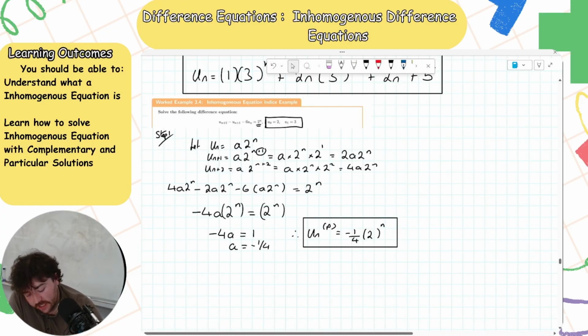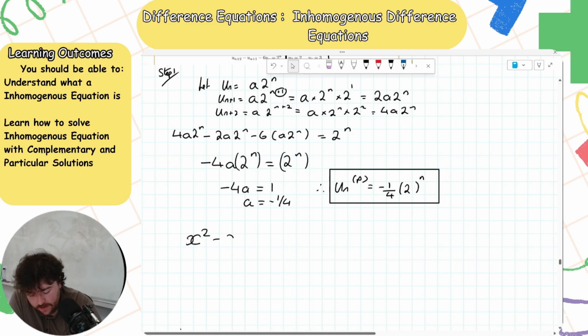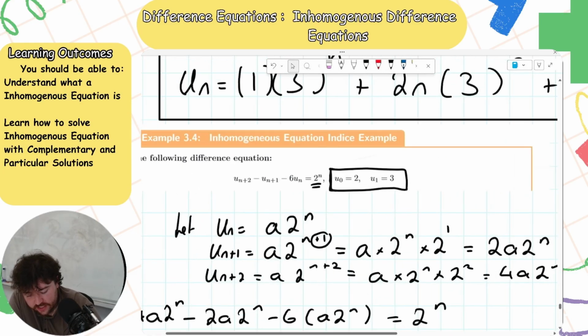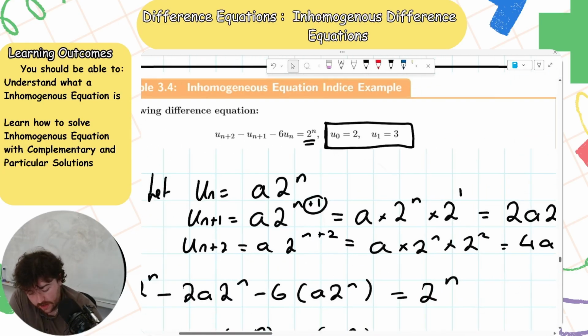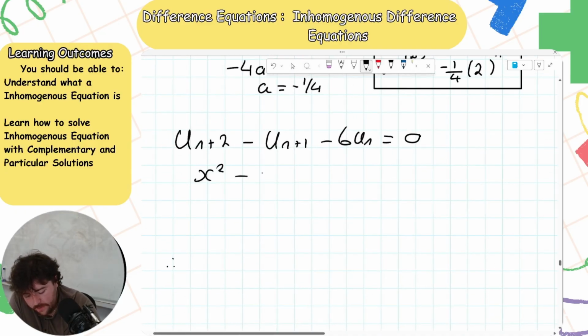Right, so we have my particular solution. So let's find my complementary solution. I need to write down the homogeneous equation. It's u_{n+2} minus u_{n+1} minus 6u_n equals 0. I literally just got that from the left-hand side of my equation. My characteristic equation then would be x squared minus x minus 6 equals 0.